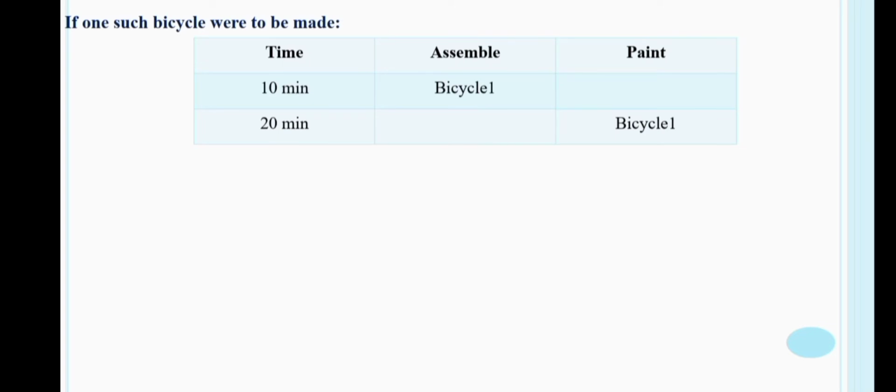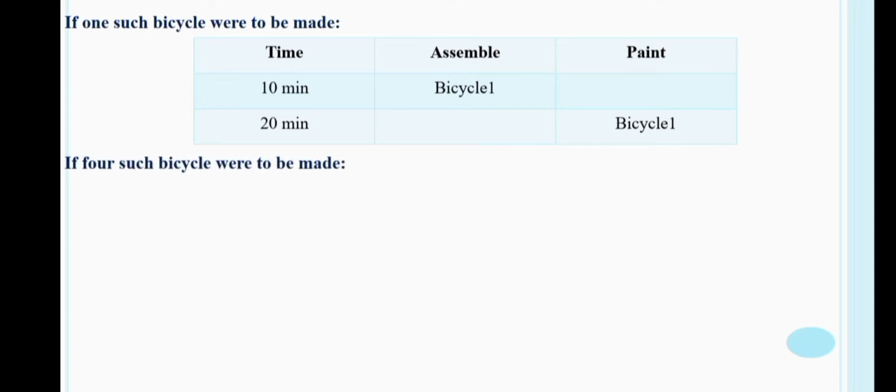If one such bicycle were to be made, let us assume there are two people working on the process of making a bicycle, one at each process. As soon as a bicycle is done at one process, it moves to the next process. For example, once a bicycle is done at the assemble stage, it moves to the paint stage. It would take 20 minutes to complete a bicycle.